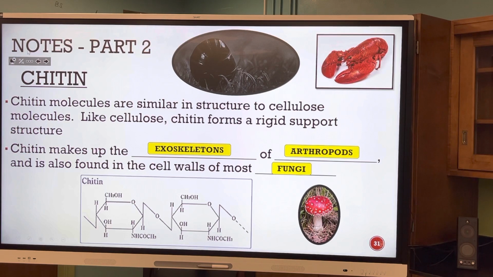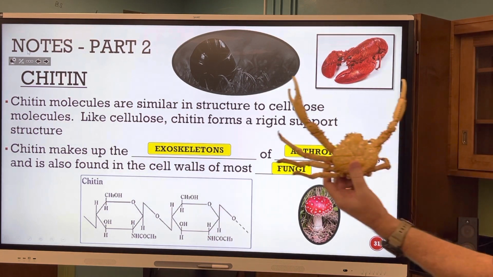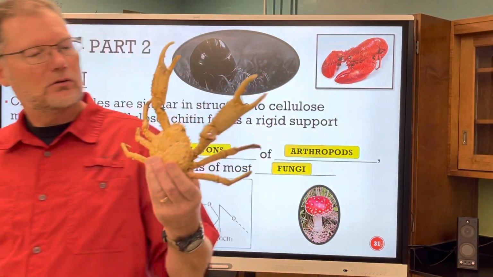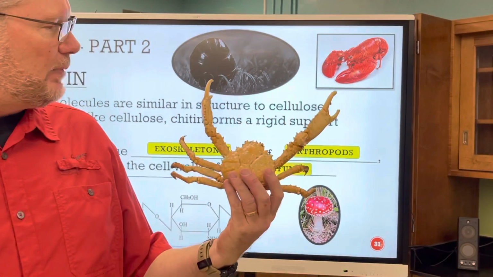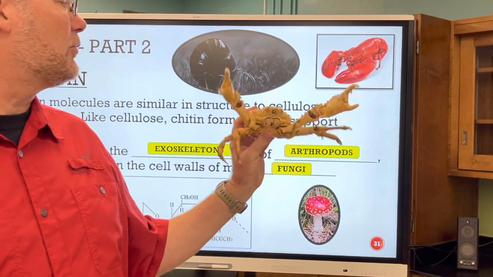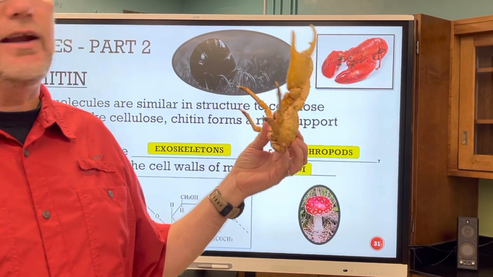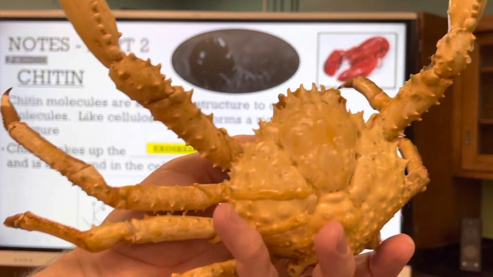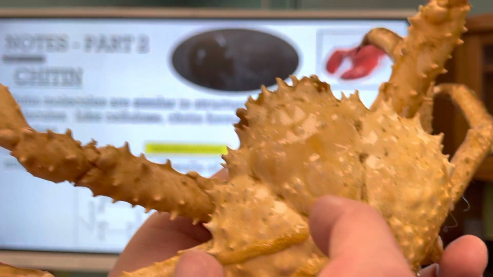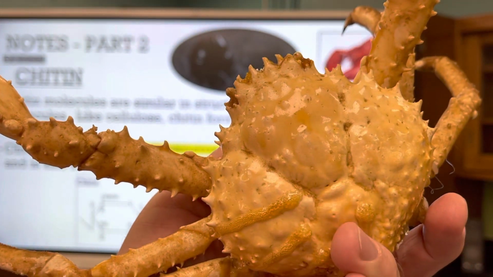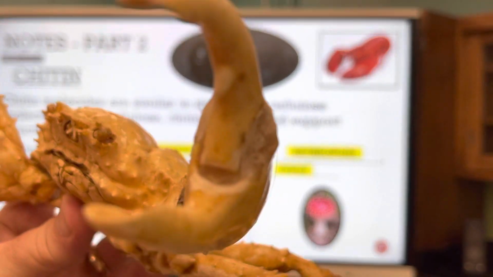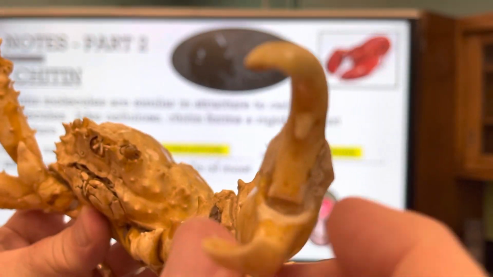So here is one that is in the classroom. See this guy? This is a typical kind of spider. No, I don't think it's a spider crab. I don't know what this is. Anyway, it's a crab. So his outer shell is made of chitin, it's the whole thing, all of these things.